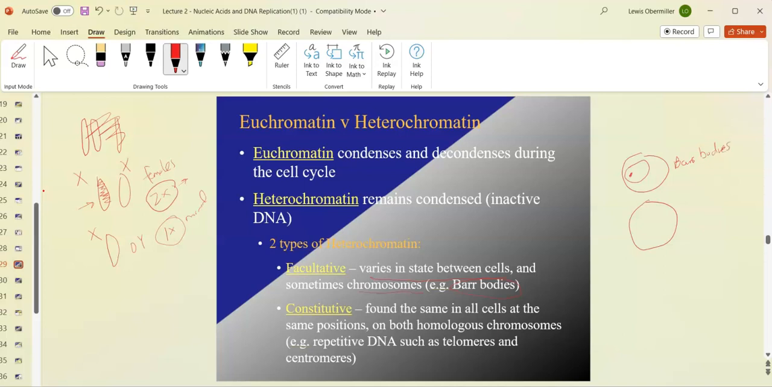I know you guys are digging my biology jokes. So, bar body, this dude named Bar saw this, and so he named it after himself because he was super modest. So, that's not found in males, right?